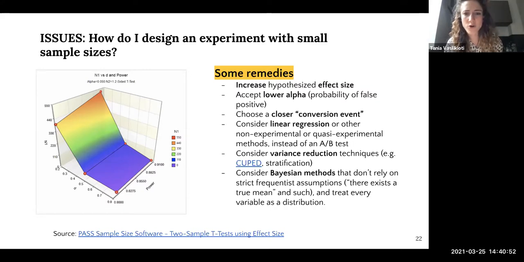And then there are a lot of other more advanced techniques. You can, for example, do a linear regression instead, or use some other quasi-experimental methods. You can try to do some variance reduction to essentially make these distributions narrower using previously known information. But all of these require quite a lot of work. And then, of course, you can use Bayesian methods. Everything we've been talking about so far is frequentist statistics. Bayesian methods don't believe that there's a true mean, for example, that we're trying to estimate. Everything is a distribution, and there you don't even have these concepts anymore of statistical significance, etc.